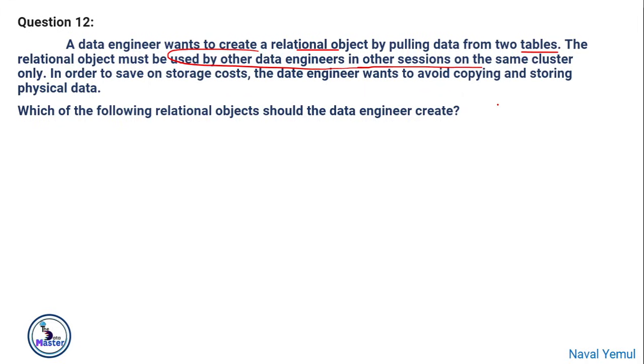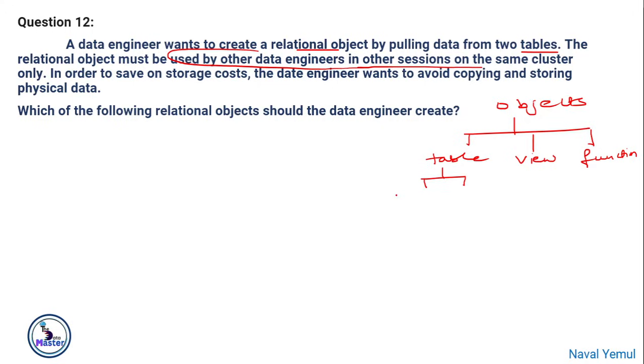Whenever you're talking about objects, there are three types here: table, view, and functions. There are no stored procedures in the Databricks Lakehouse; you cannot create stored procedures here. When it comes to the table, you have an external table and a managed table. We have already covered that in our first video, you can check it out.